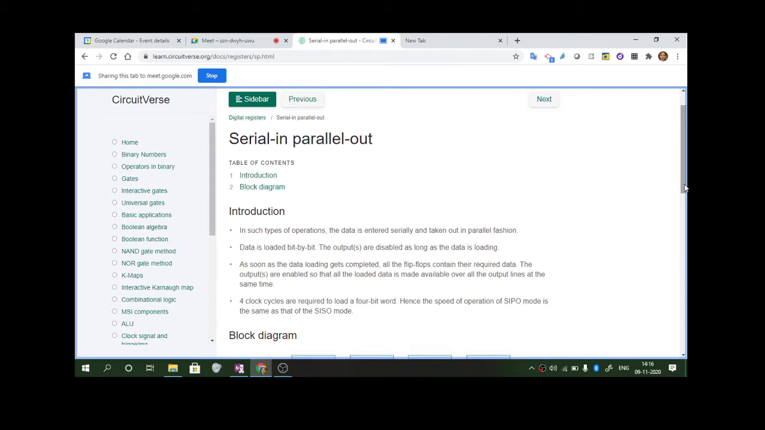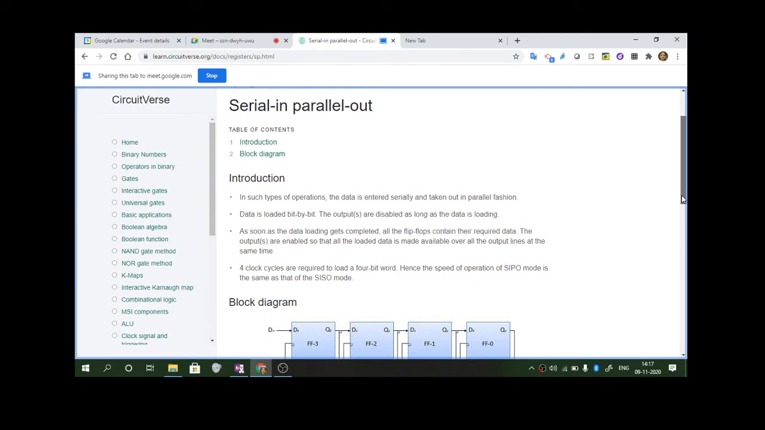So if your input clock frequency is 1 kHz, 1 millisecond is the time for each pulse. So it takes 4 clock periods to send the information. At the end of the 5th clock pulse, the output is available. This is how the construction of the register works, let us see.